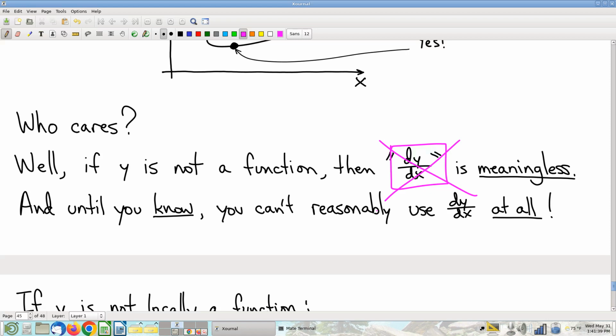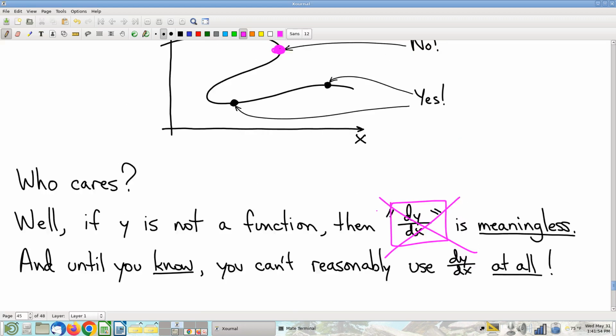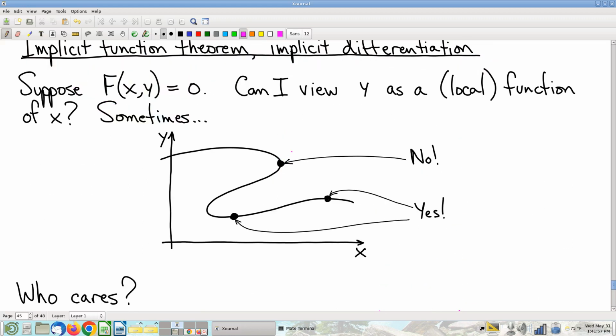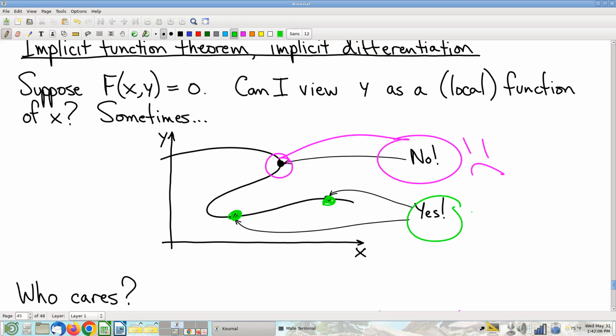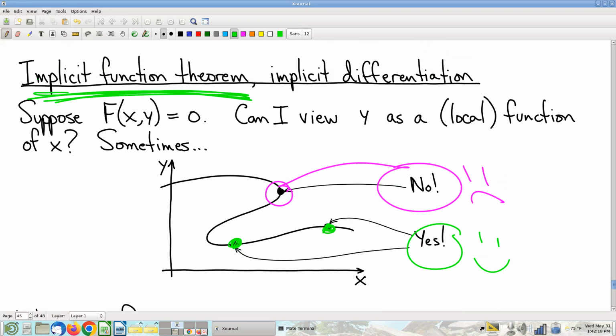So before you can even talk about dy/dx, much less compute it, you have to establish that y actually is, locally at least, a function of x. So we need a way to tell the bad news case from the good news cases. And this tool that distinguishes the bad news cases from the good news cases is called the implicit function theorem. And it's usually left out of single variable calculus classes. So anyway, that's what we're going to talk about here.